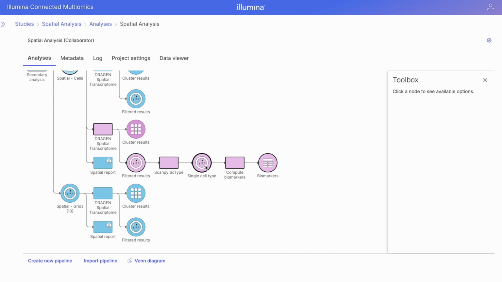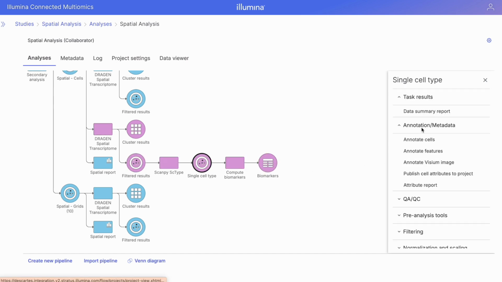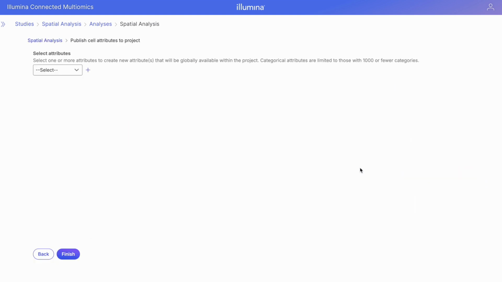Having run sctype, we'll have an attribute for the classifications, but that will be only available in the single cell node. We'll use the Publish cell attributes to project task to make that attribute, the sctype classification you're seeing on screen, available to the entire project. We'll have to rename the attribute so that it exists uniquely at the project level. Once you're happy with the name, simply click Finish, and the attributes will be made available to the project.